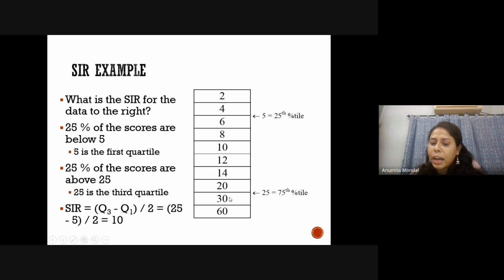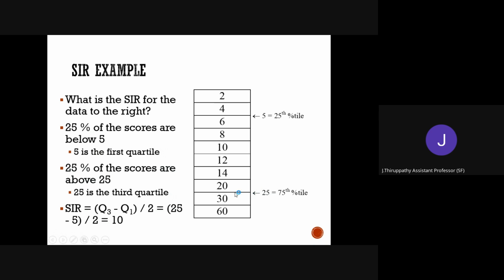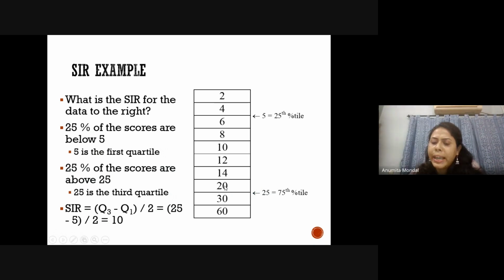And the third quartile will be 3 times (n plus 1) divided by 4. The value will be 8.25, so the value will lie between the 8th and 9th term. So it is the 75% quartile. It gives you 25. So our interquartile range will be (Q3 minus Q1) by 2, which is 10.